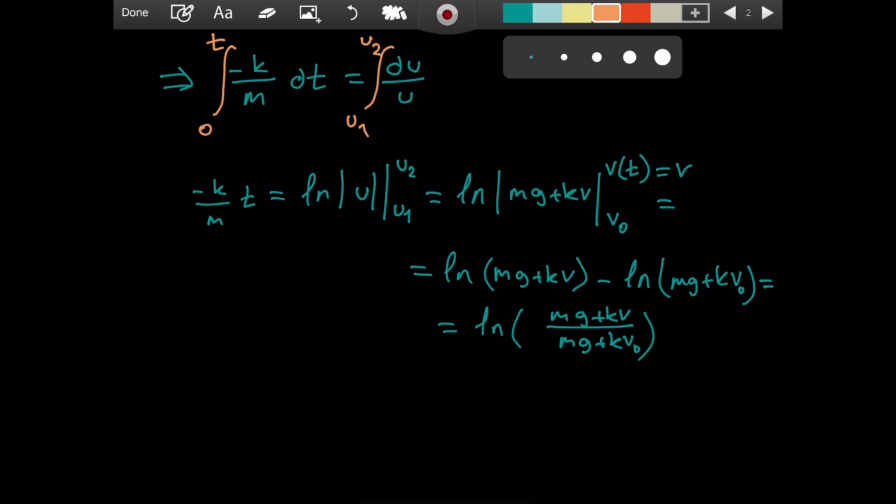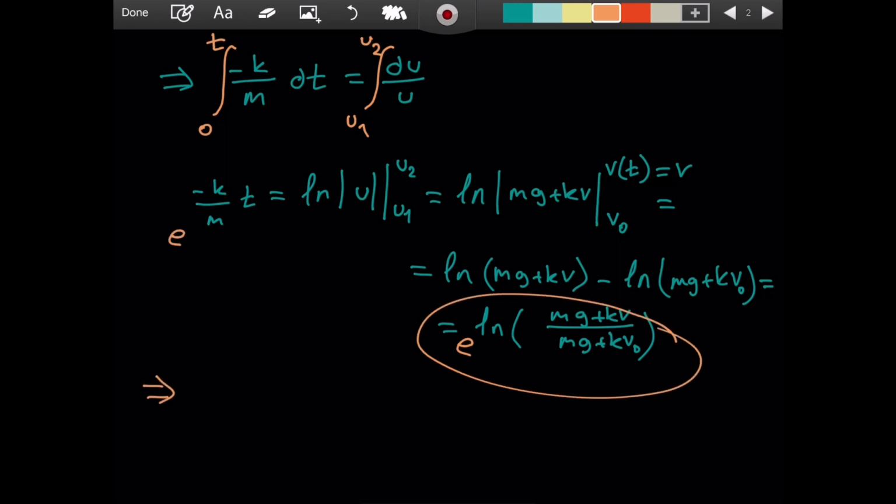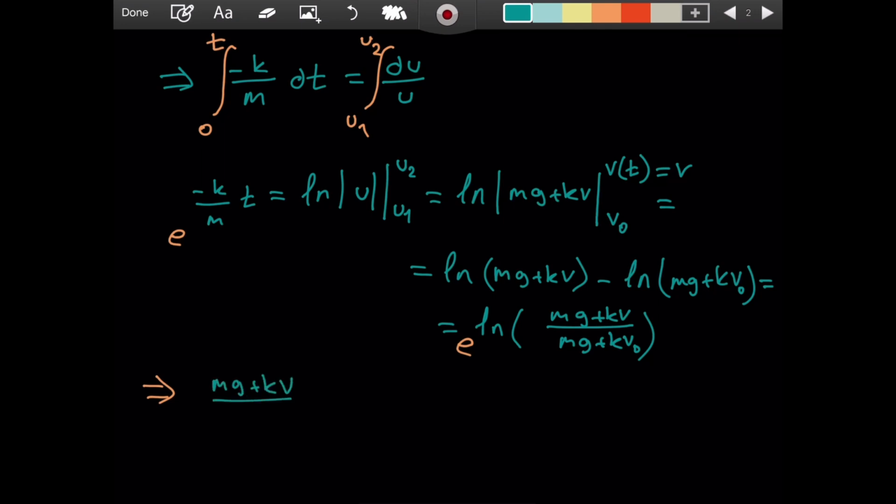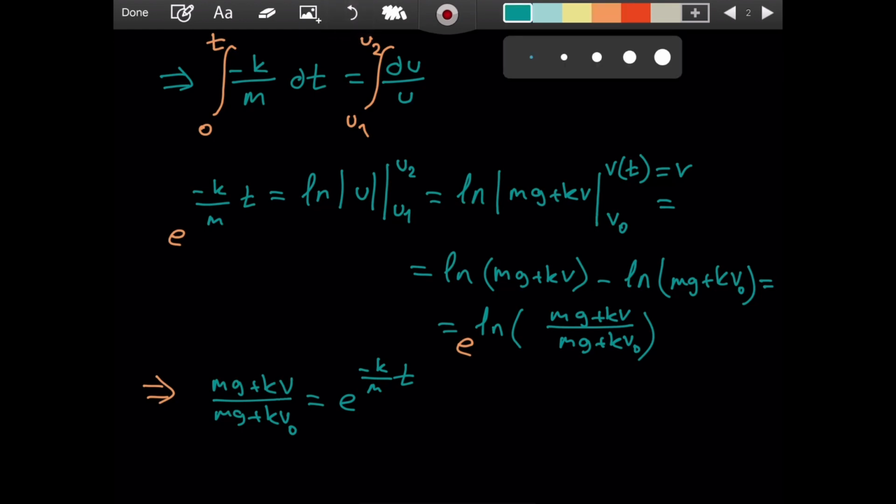Alright, now if I raise both sides to the power of e like this, e and e here, on the right, from this part we will get the argument of ln, because e and ln are inverse functions, they give back the argument. Which means we have mg plus kv divided by mg plus kv naught is equal to e raised to the power of negative k over m t. Cool? Remember that we are trying to find v, so let's just solve this equation for v.